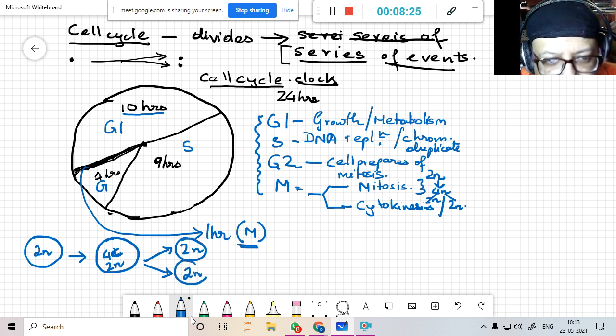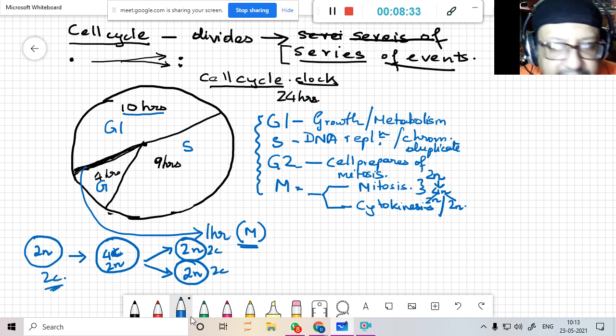2n, 2n, or you can say 2c, 2c. It had 2c present over here. 2c is the DNA content. So this is the event which takes place during mitosis. The actual mitosis takes place where this distribution takes place, and in cytokinesis the cell separates into 2.